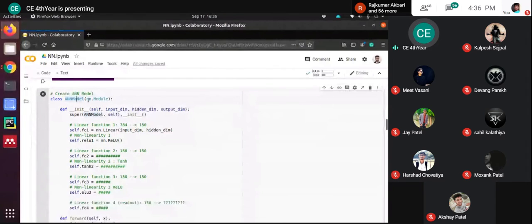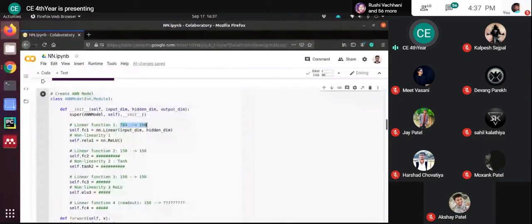So in this init, we need to design the layers, right? That designing is totally up to you. You are restricted for the input and the output, but except for that you are free to choose the number of hidden dimensions as well as the number of hidden layers. So let's say at first we'll have 150 hidden units.